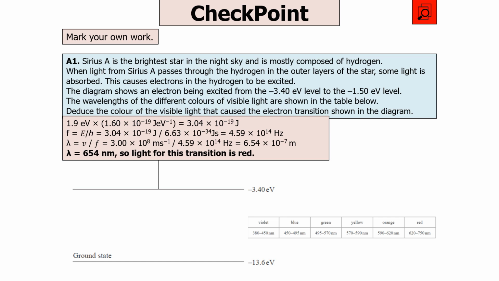We can then say the wavelength is c over f, where c is the speed of light. We can use c because it's a photon, so it's traveling at the speed of light. So we get the value to be 6.54 times 10 to the minus 7 meters, which is about 654 nanometers, because you go up by 2 going from minus 7 to minus 9. So therefore the light, when you look at the table, must be red.